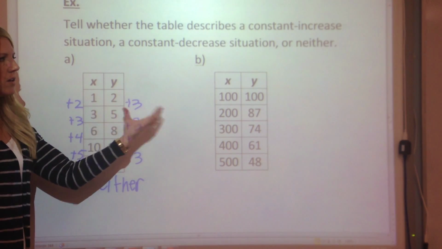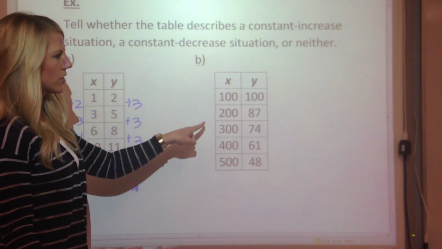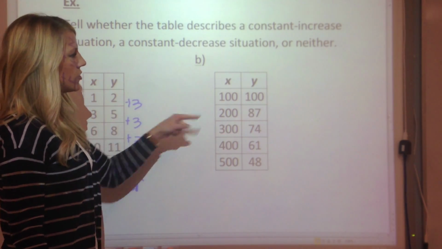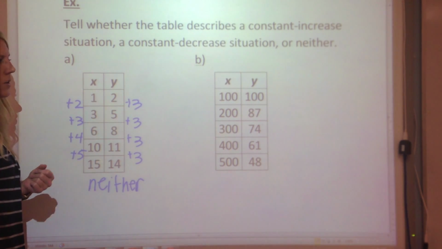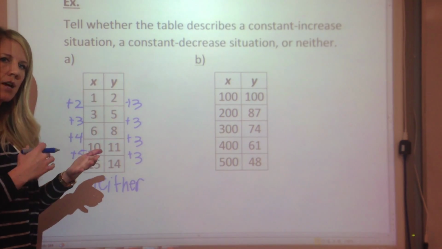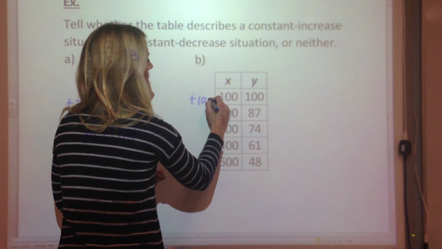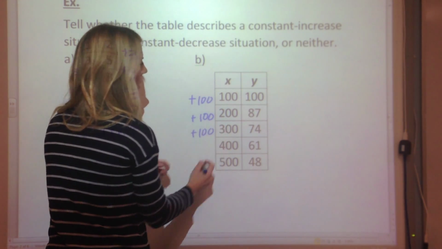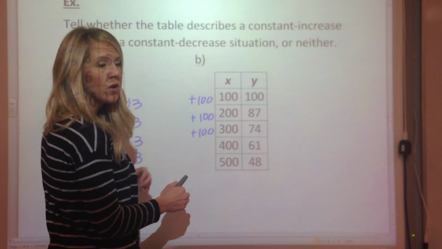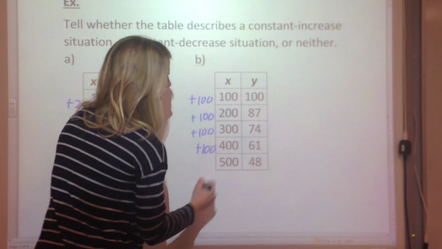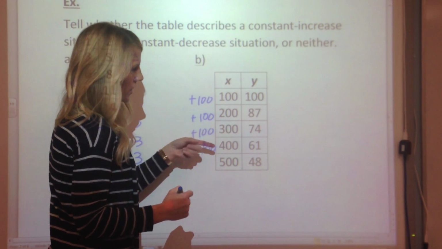So let's look at the next table. My x values are getting bigger, so we know increase, but is it increasing by the same amount? From 100 to 200, 200 to 300, 300 to 400, 400 to 500. What's happening every single time? We're adding 100. And yes, you need to check every single set of values, because if you don't, maybe these two increased by the same amount, but then the next one didn't. So make sure you check that it is going to be constant from one value to the next.